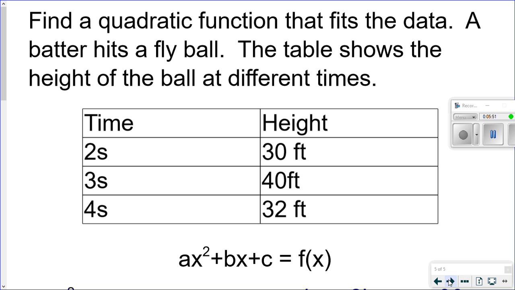A batter hits a fly ball. The table shows the height of the ball at different times. So here we go. Time is 2 seconds. After 2 seconds, the ball is 30 feet high. After 3 seconds, the ball is 40 feet high. And then after 4 seconds, the ball is now at 32 feet. So at some point between 3 and 4, the ball starts to decrease or come down.